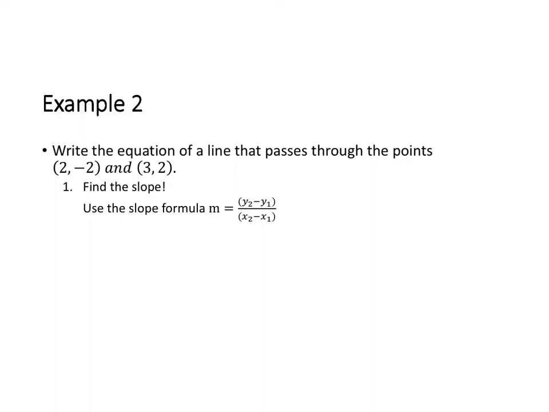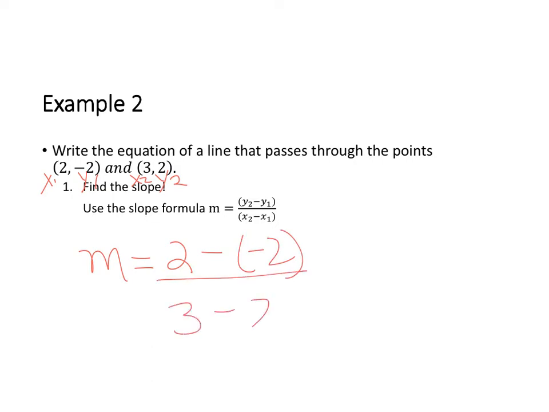And if I label my points here, my x1, y1, and my x2, y2, so here my slope is going to be y2 minus y1 over x2 minus x1. And remember that minus minus makes it a big old plus. So it's really going to be 2 plus 2, which is 4, over 3 minus 2, which is 1. So my slope is 4.